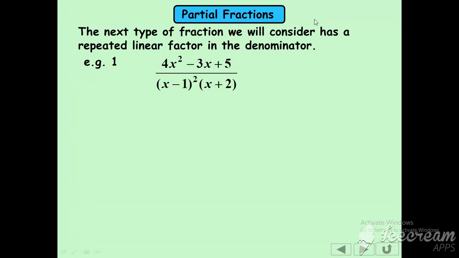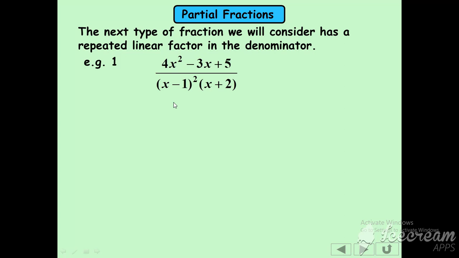Let's see the example here. The numerator is 4x square minus 3x plus 5 and the denominator is (x minus 1) whole square into (x plus 2). If we see here, the degree of the numerator is 2, and the denominator, you can guess, this will be quadratic when we open it and this is linear. So the degree of the denominator is 3. In this case, how do we find the partial fraction? This is our today's class.